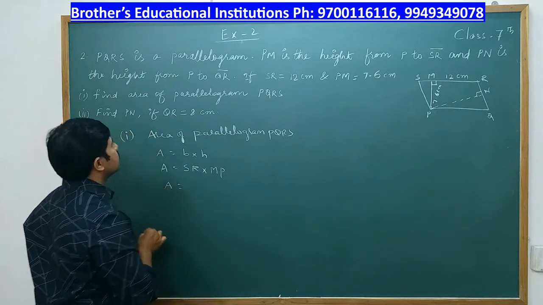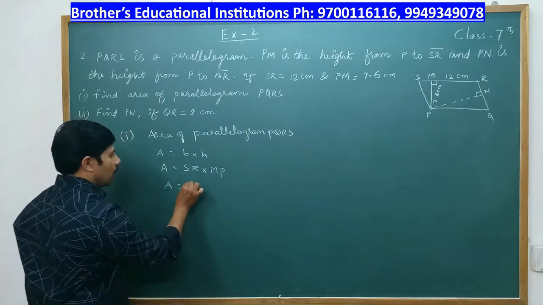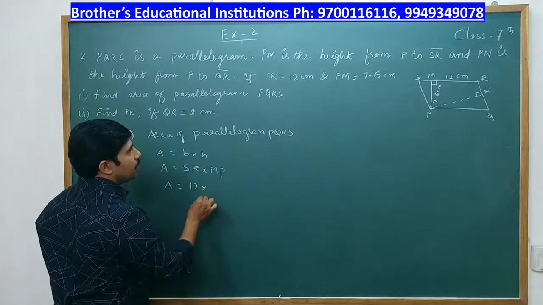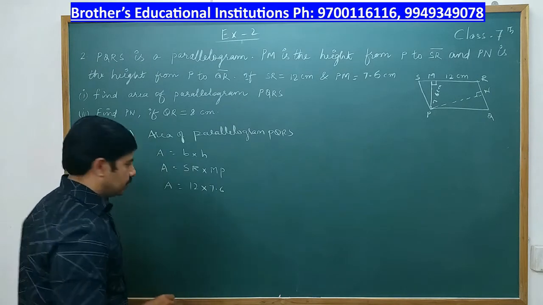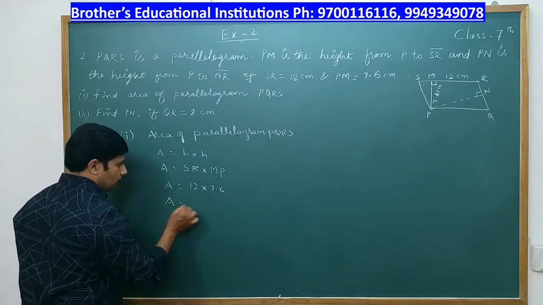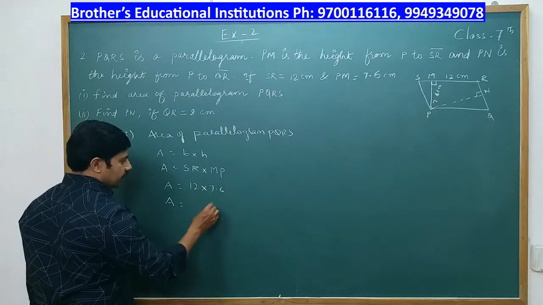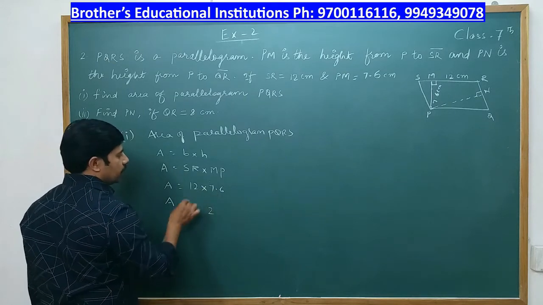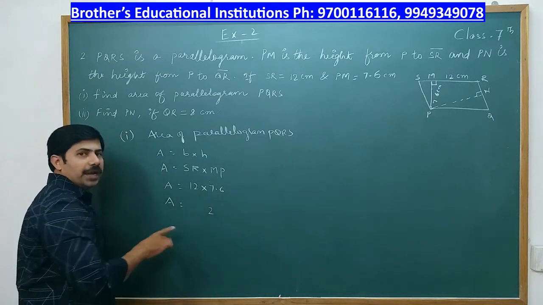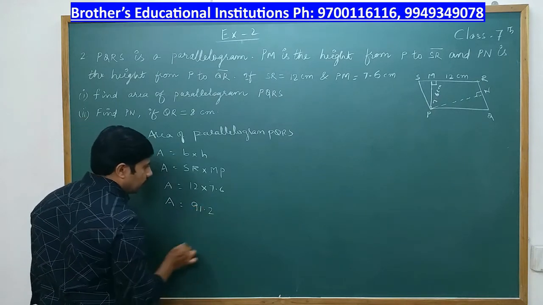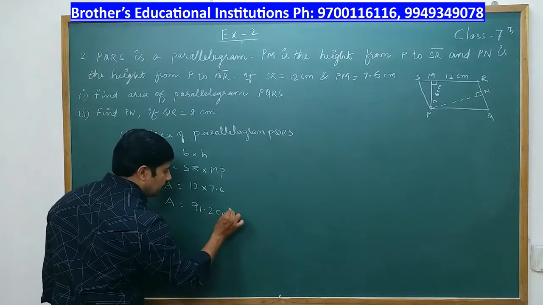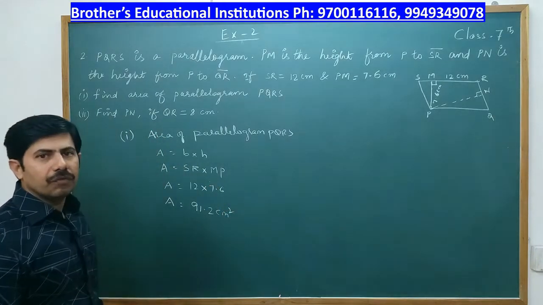Area is SR. What is SR? It is 12. And what is MP? It is 7.6. Now we have to multiply this. So area is equal to 12 into 7.6. 12 sixes are 72, 12 sevens are 84, 84 plus 7 is 91. So it is 91.2 centimeters square, the area of the parallelogram.